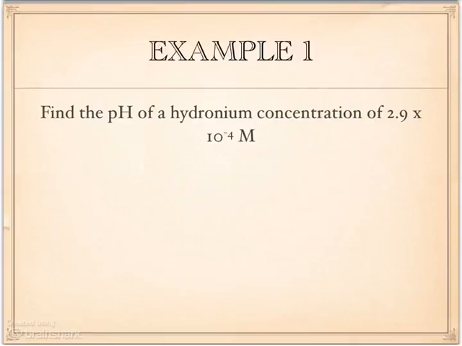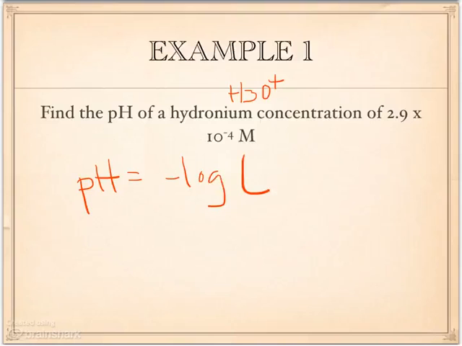So here's an example where you're given hydronium concentration. Hydronium again is just H3O plus, and you want to find the pH. This type of problem is really easy to do because pH equals the negative log of the hydronium concentration, so just 2.9 times 10 to the negative 4. Plug that into your calculator, and you should end up with 3.54 as the answer. So again, really easy to do.